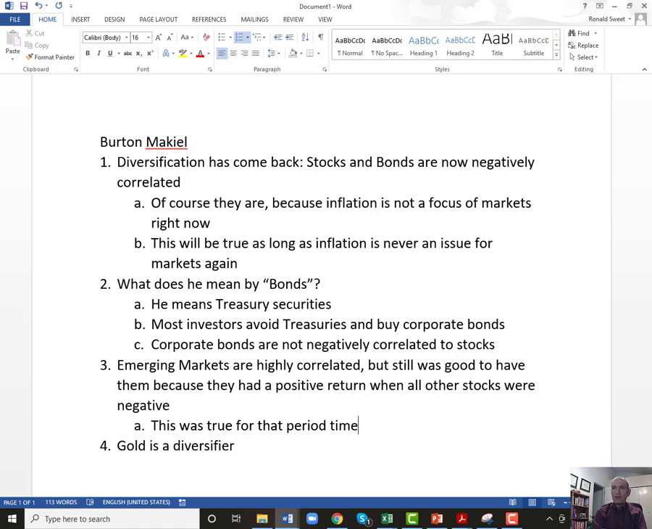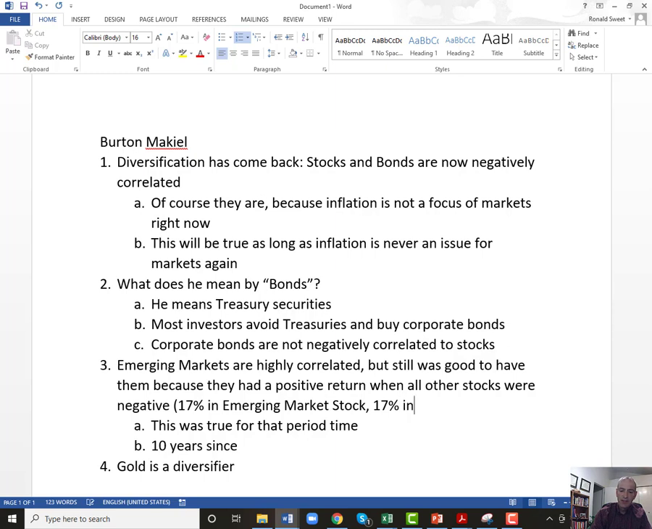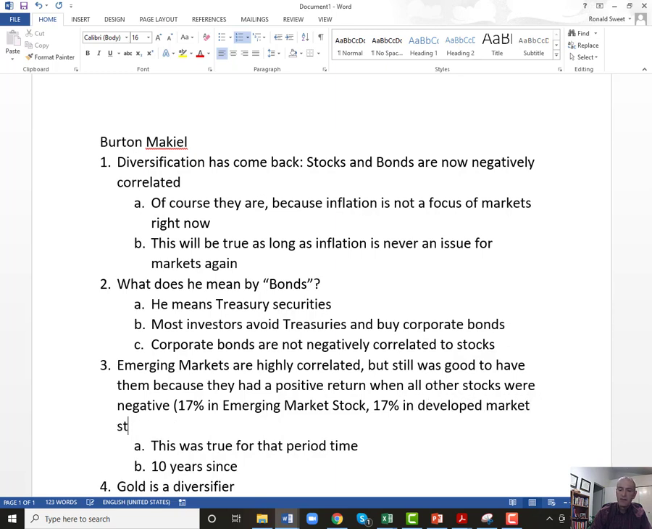So it was true for that particular point in time. Look at the 10 years since, and what has happened. It's kind of interesting. He had a high allocation. He was recommending 17% in emerging market stocks, and then another 17% in developed market stocks. That was his recommendation. So you need to do that instead of buying U.S. stocks. And he said for the 10 years he looked at, they did better. And that was true.